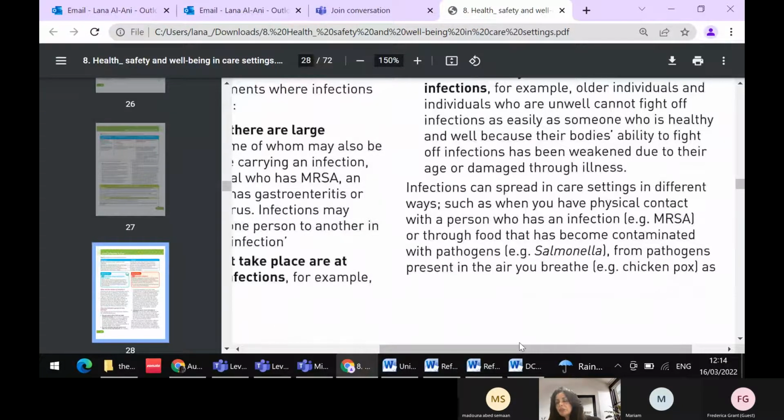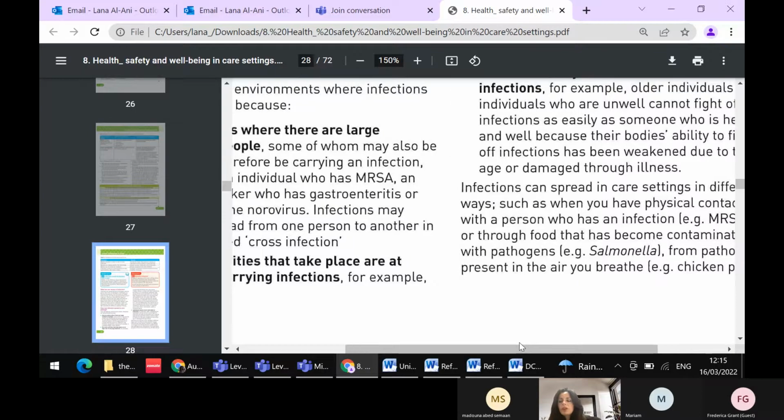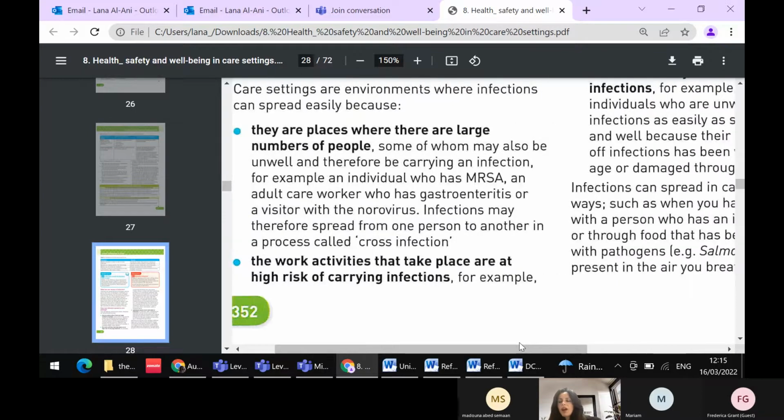So infection can be spread in the care setting in different ways, such as physical contact with a person who is infectious, or through food, if it is unhygienic or contaminated. For example, it has salmonella in the food, and this will make people feel ill. Or chicken not being cooked well, or illnesses like chicken pox, or difficulty in breathing. So all this could spread very fast.